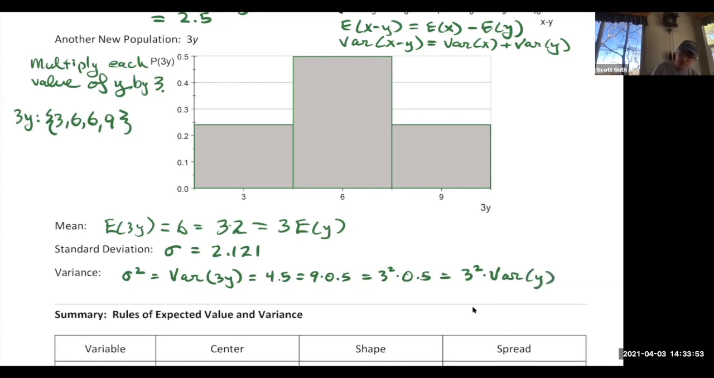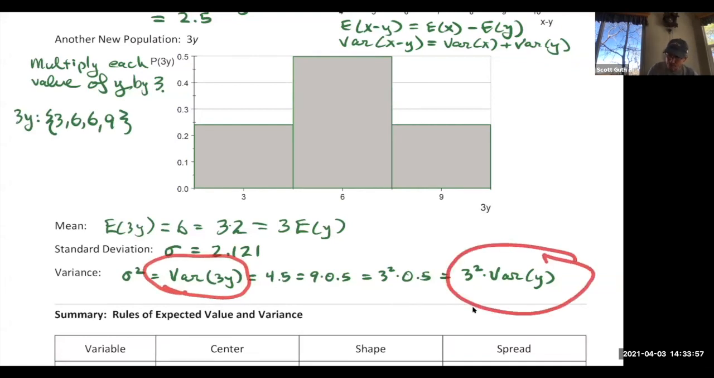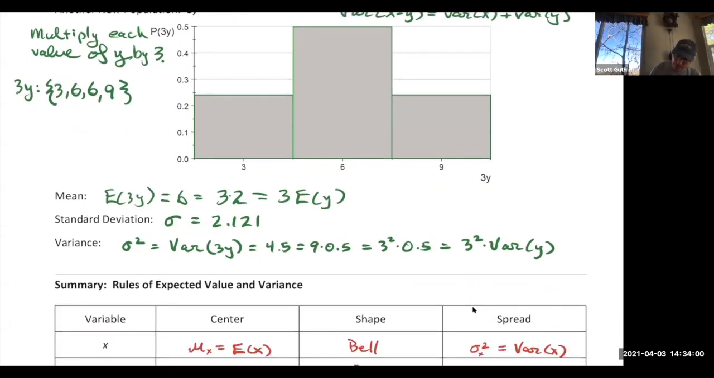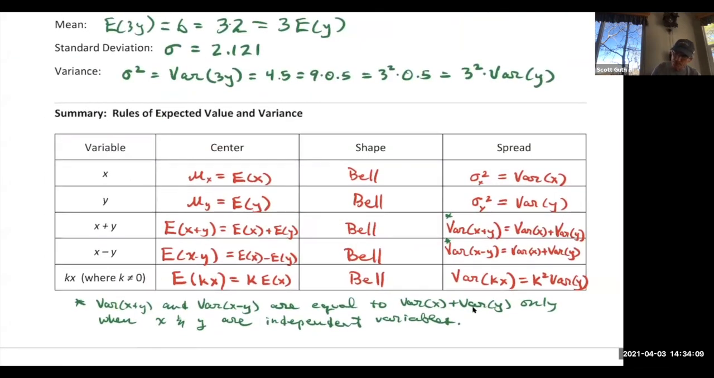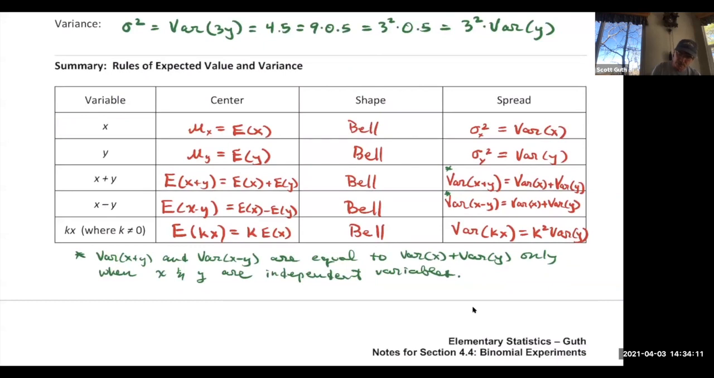So the principle we get out of this is that the variance of 3y is 3 squared times the variance of y. And now I think we've got just about everything here in terms of a summary. And I'm just going to point these things out here: when x is a variable, we call mu sub x the mean or the expected value. It was a bell-shaped distribution, and sigma squared was the variance of x. I put a little x down there to distinguish it from the y.